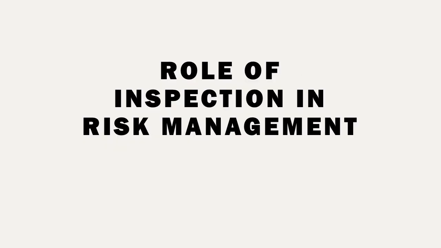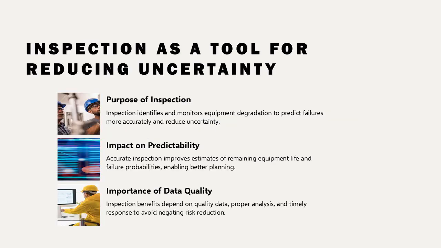Role of inspection in risk management. Inspection as a tool for reducing uncertainty. Inspection does not directly stop damage mechanisms or prevent failures. Instead, its primary value lies in identifying, monitoring, and measuring degradation so that failure can be predicted more accurately. Effective inspection reduces uncertainty about equipment condition, which improves estimates of remaining life and probability of failure.